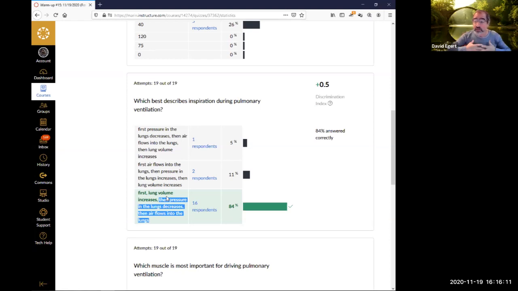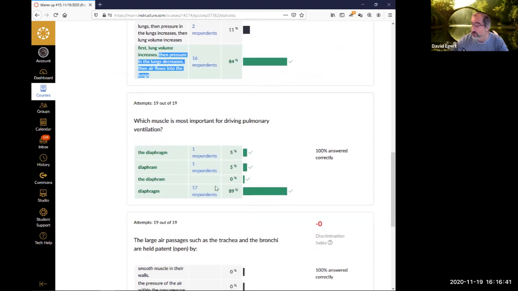What causes what? Volume changes drive pressure differences, which drive the movement of the air, which is again different than blowing up a balloon. Blowing up a balloon, the air going into the balloon increases the pressure, which then increases the size. That's a positive pressure, as opposed to what's going on with your pulmonary ventilation.